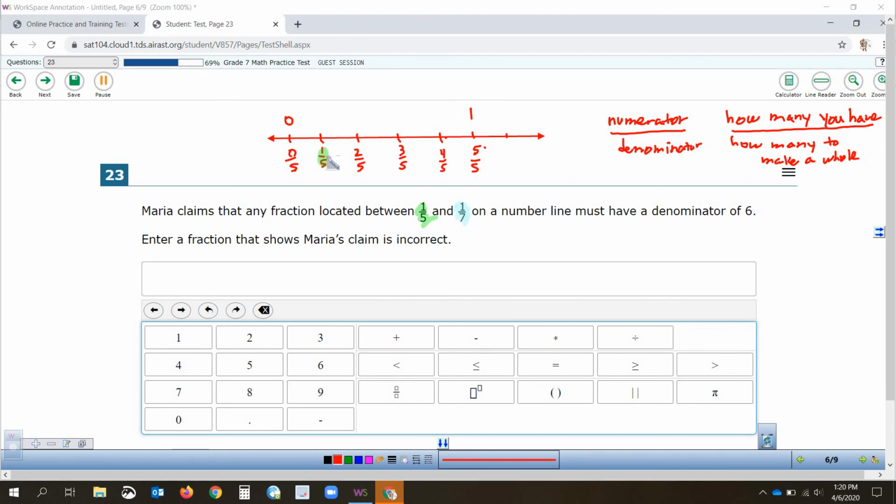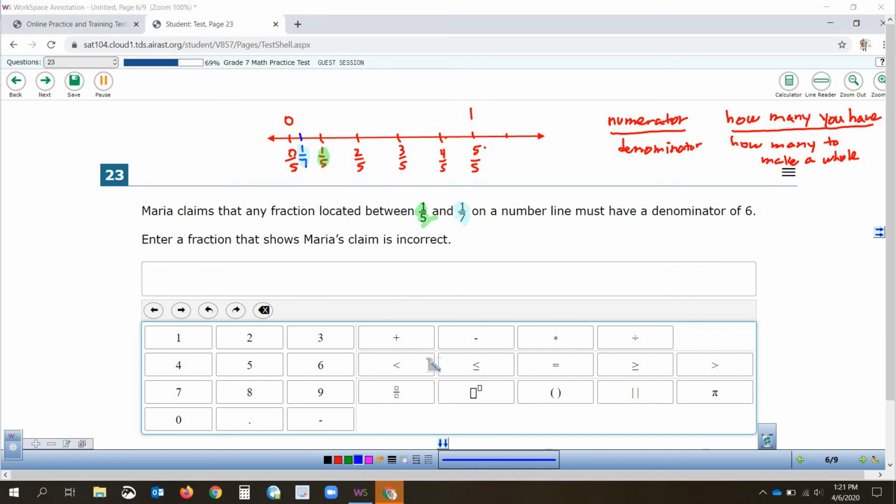So if it takes 5 to make a whole for this one, 1/7 is going to be somewhere in here. And I'm just going to do a sketch right here. This is not accurate, but I'm going to put 1/7 as here and say, okay, that it would take 7 of these to make the whole. So there's 1/7, there's 1/5.